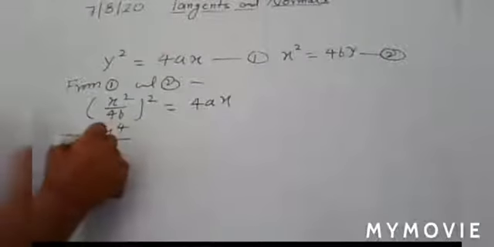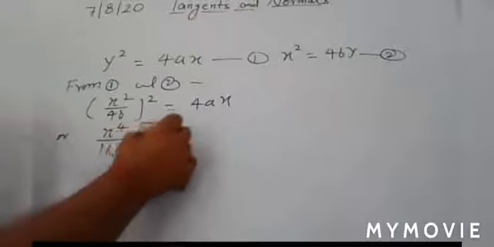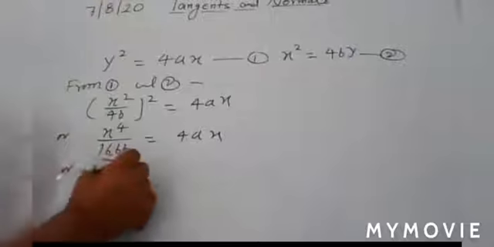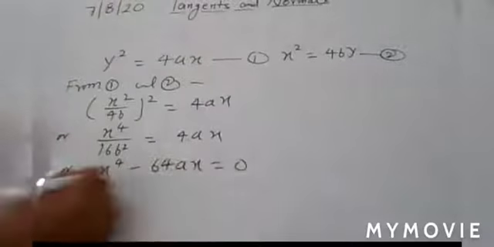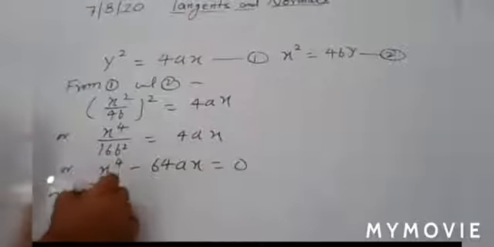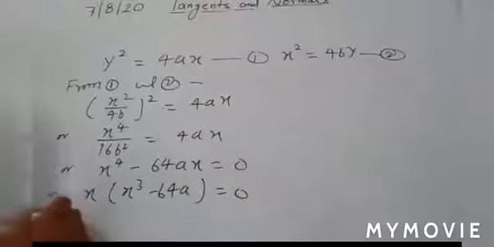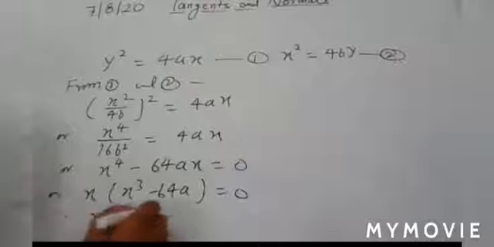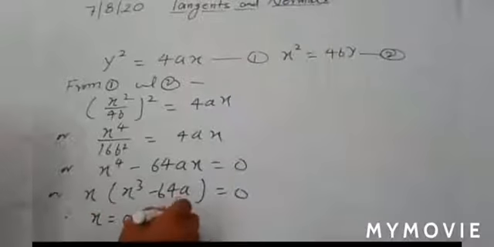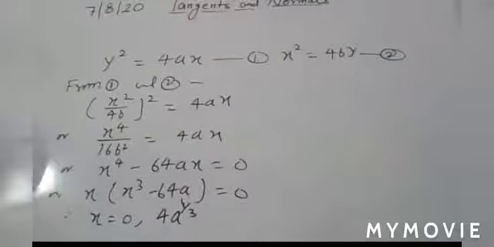Understand? And simplifying, that can be written x to the power 4 upon 16b square is equal to 4ax. Or you have x to the power 4 minus 64ax is equal to 0. And if you take x common, you have x cube minus 64a is equal to 0. So the value of x is 0, and here you have 4a to the power 1 upon 3.